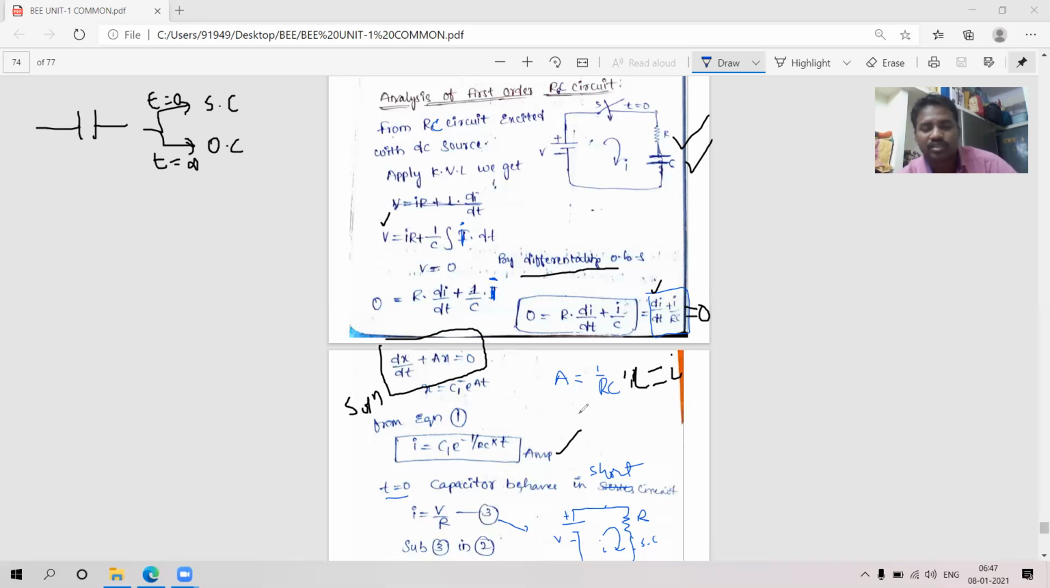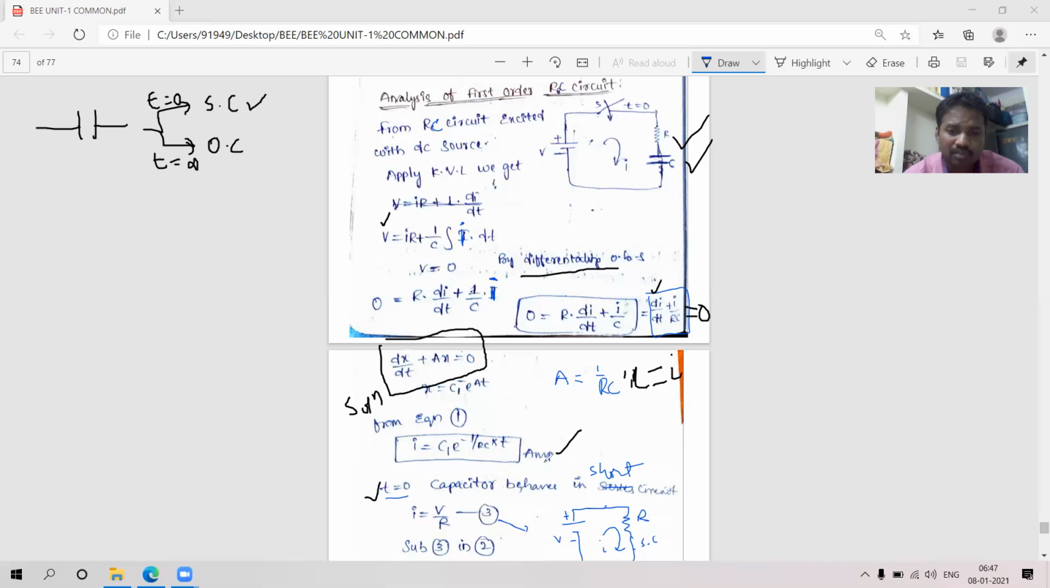So what about the value of C1? To find C1, we apply the analysis which we know. When t equal to 0, this is the initial condition. What is the capacitor behavior at t equal to 0? It depends upon past history, and it is a short circuit. Short circuit means the capacitor is replaced by a short circuit, so the circuit has only one resistor. When I apply KVL, V is equal to IR, so we get I equal to V by R. That is the value of current at initial conditions.